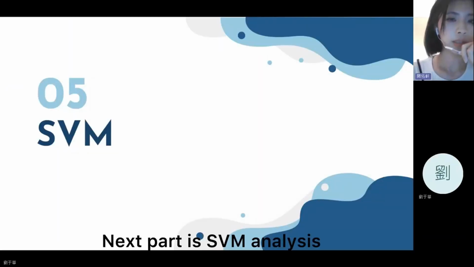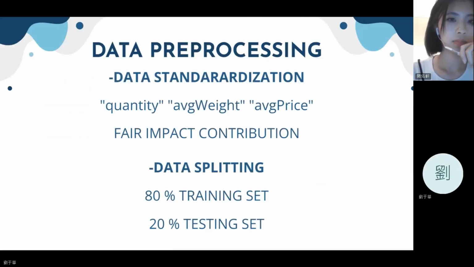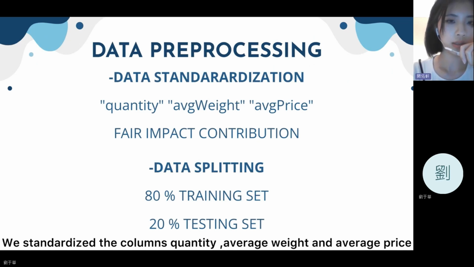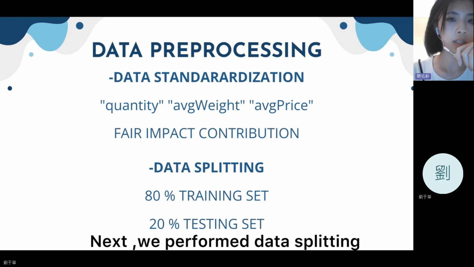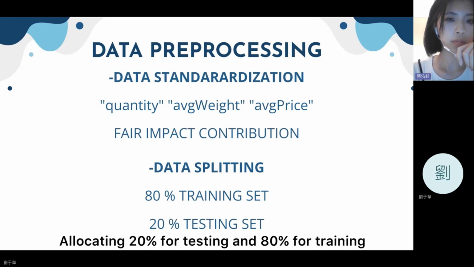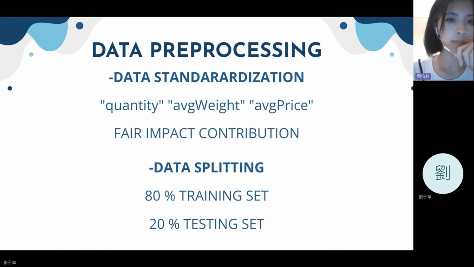Next part is SVM analysis. First, data processing. We standardize the columns quantity, average weight, and average price to ensure fair impact contribution in a model. Next, we perform data splitting, allocating 20% for testing and 80% for training.